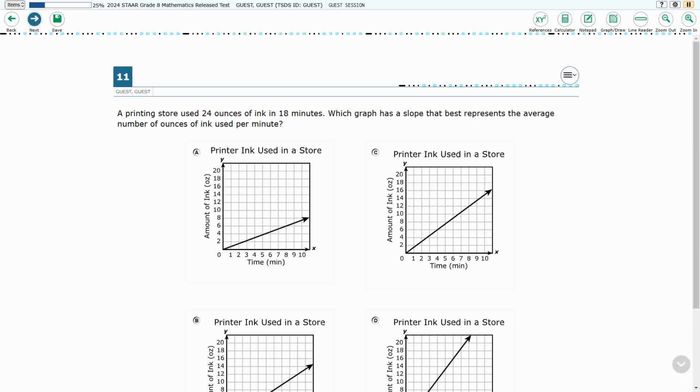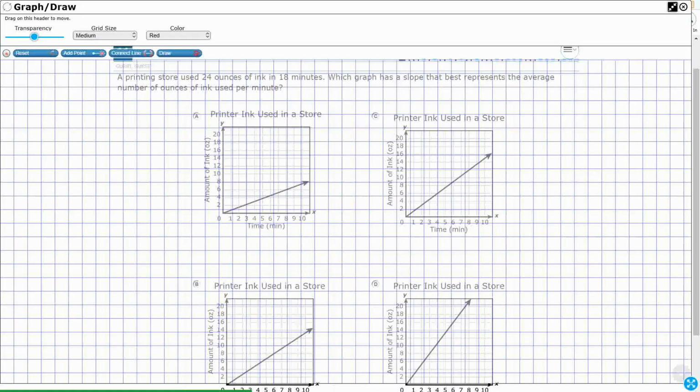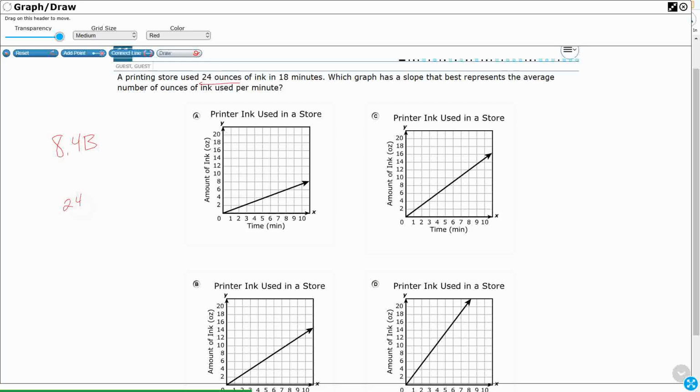For number 11, we are looking at slope as a unit rate. This is 8.4b. And we've got these graphs that we've got to look at here. We've got a printing store that uses 24 ounces of ink in 18 minutes. So I'm going to write it like this, because this is the way they give it to me. 24 ounces, 18 minutes. I might not necessarily need it in that ratio, but that's the order they gave it to me, so I'm going to go ahead and record them.